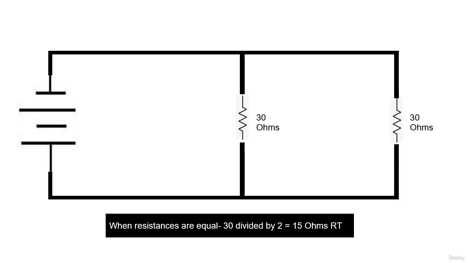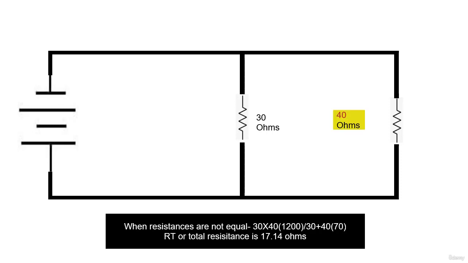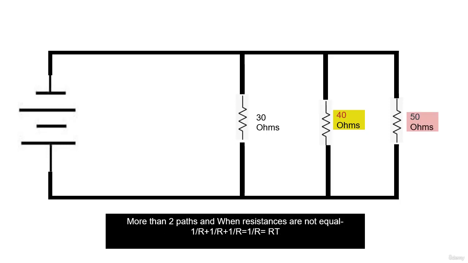In this circuit, you can use the ohm value of one resistor divided by 2, and that will give us our total resistance. Another way is the ohm times ohm divided by ohm plus ohm gives us our total ohm value. Then there is the reciprocal formula for cases where you have more than two paths and unequal resistance values. The reciprocal formula is 1 divided by the ohm value plus 1 divided by the ohm value plus 1 divided by the ohm value equals 1 divided by the total ohm value. It gives us our total resistance.